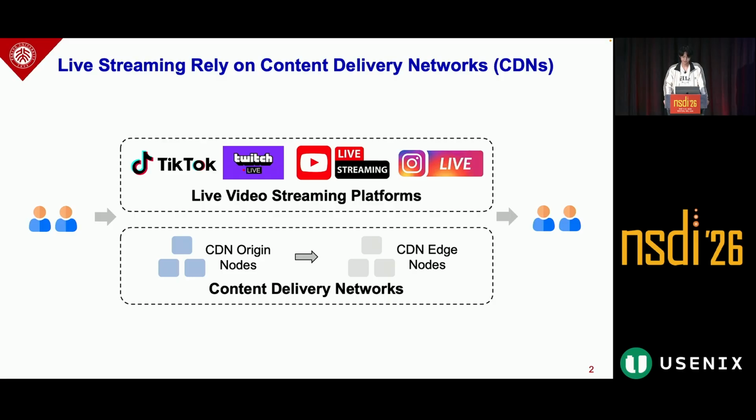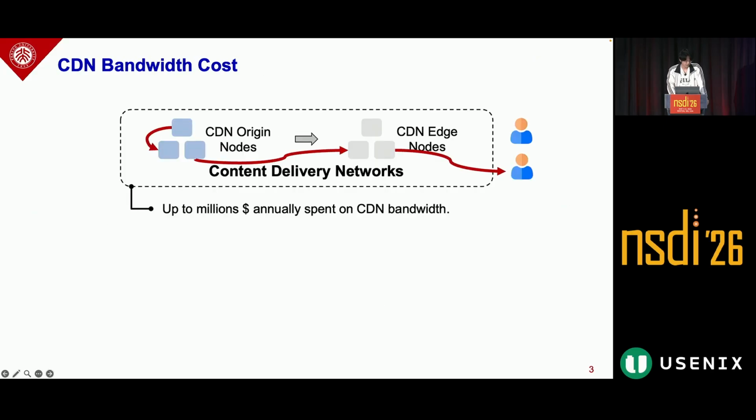Live video streaming platforms like TikTok, Twitch, and YouTube Live serve billions of users worldwide. To deliver live video at such a massive scale, these platforms rely on content delivery networks, or CDNs. In a typical CDN architecture, video streams are ingested by CDN origin nodes. Then they are streamed to geographically distributed CDN edge nodes, and then finally delivered to audiences. The nodes here are indeed CDN clusters.